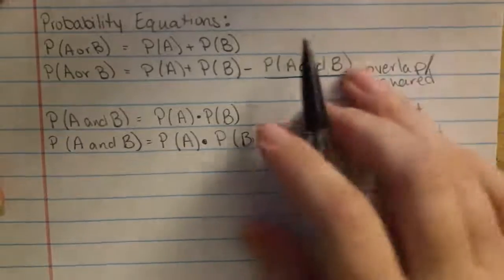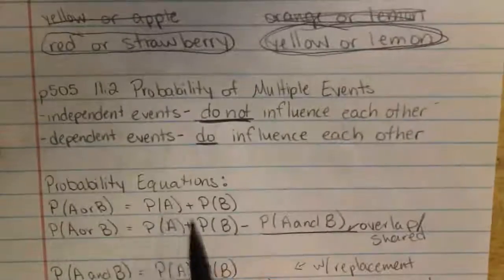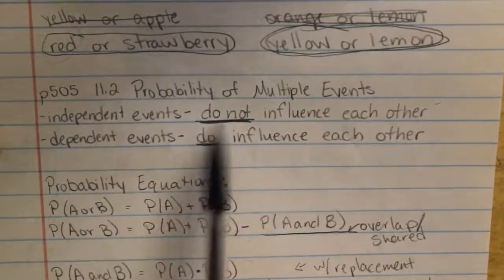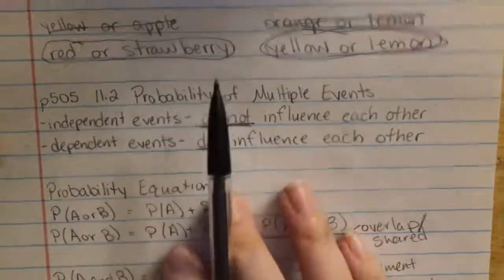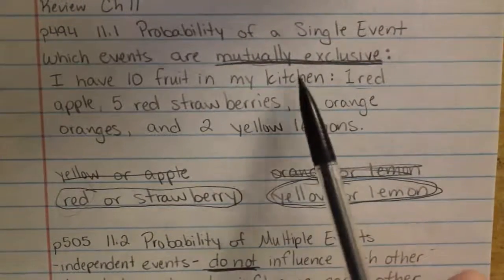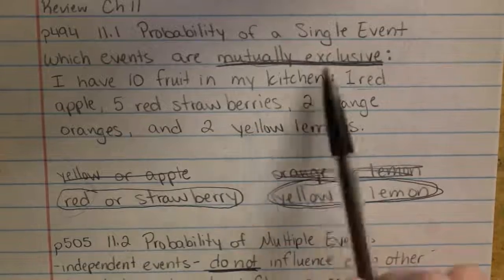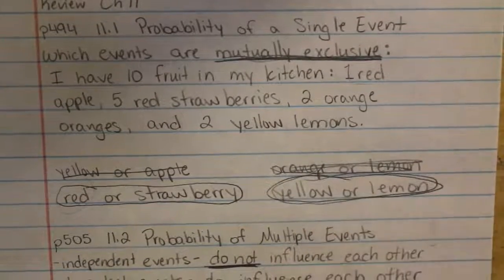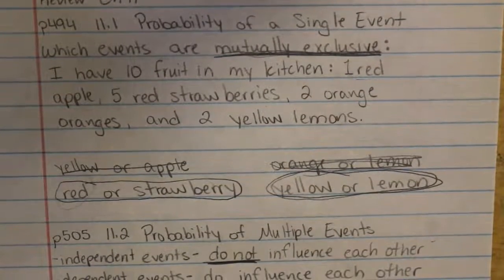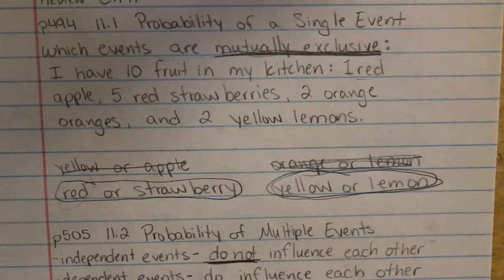So make sure that you are looking over these. Make sure you remember independent events don't influence each other, dependent events do. And make sure that you pay attention to the fact that mutually exclusive means they have something shared, something in common. Okay, tomorrow we'll finish up chapter 11, and then Friday we will do chapter 12. Chapter 12 should be pretty quick here. Okay, see you tomorrow.